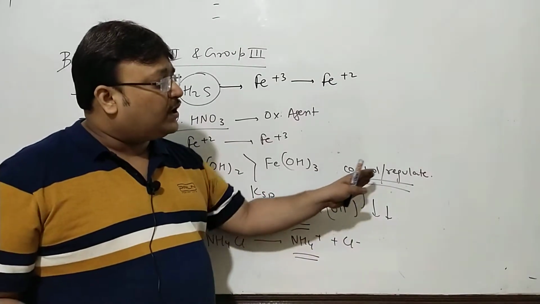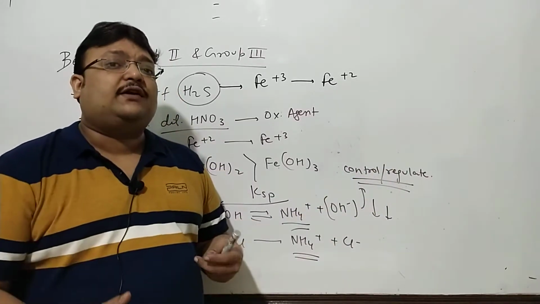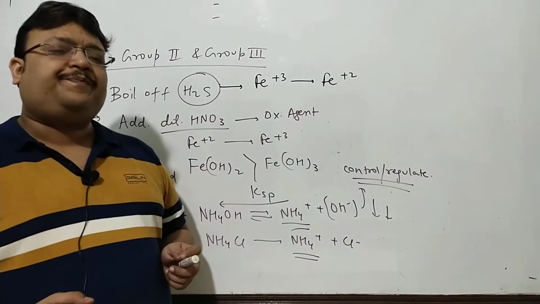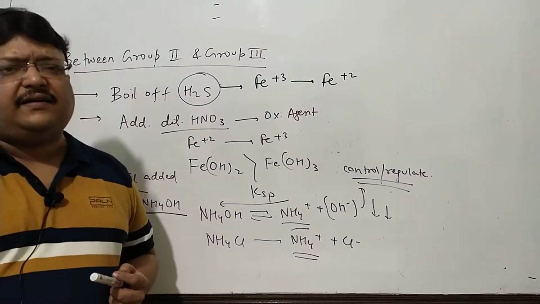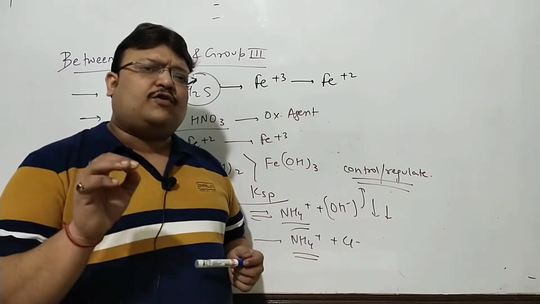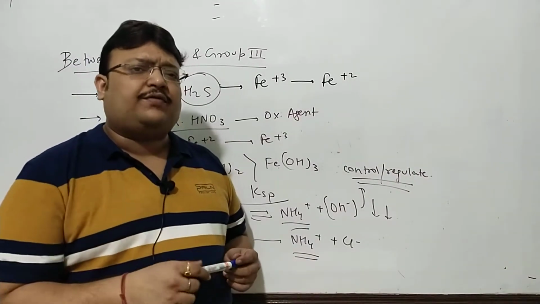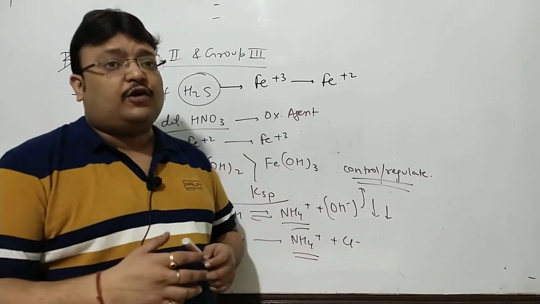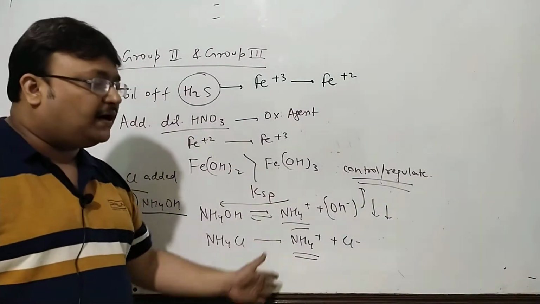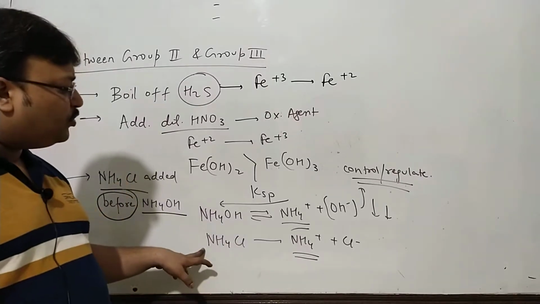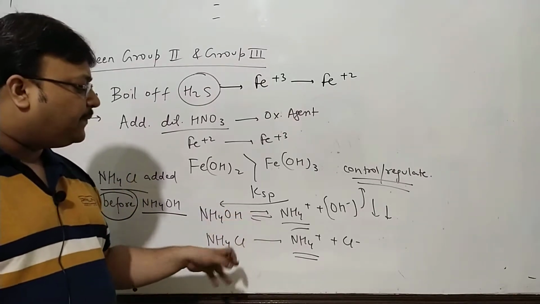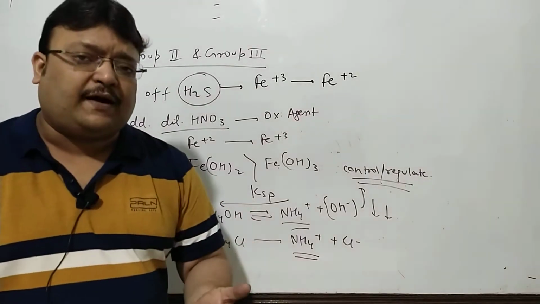You want to control or regulate the amount of OH minus so that the lower group hydroxides do not precipitate, like zinc hydroxide or manganese hydroxide. So you want to control OH minus so that only group 3 hydroxides are precipitated, and for that you are using ammonium chloride for common ion effect. So naturally, if ammonium chloride is supposed to control this equilibria, it has to be added before ammonium hydroxide.